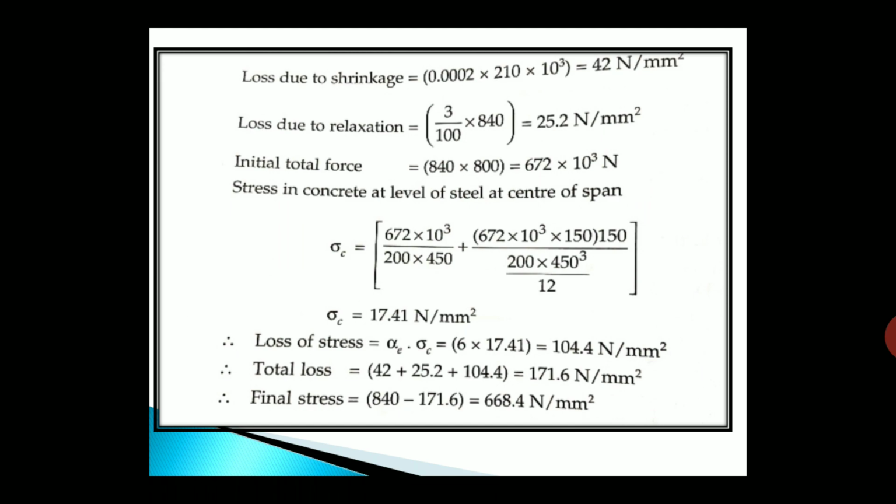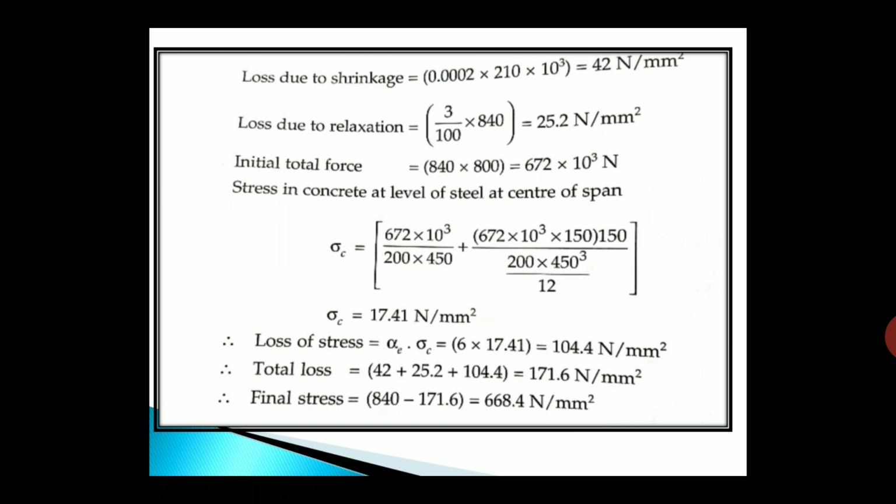Therefore, loss of stress, this is loss due to elasticity. Loss due to elasticity is alpha E into sigma c. Alpha is the ratio of ES and EC, which is 6, into your initial stress 17.41. We get an answer of 104.4.